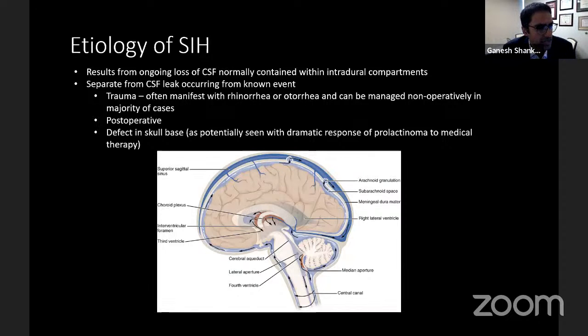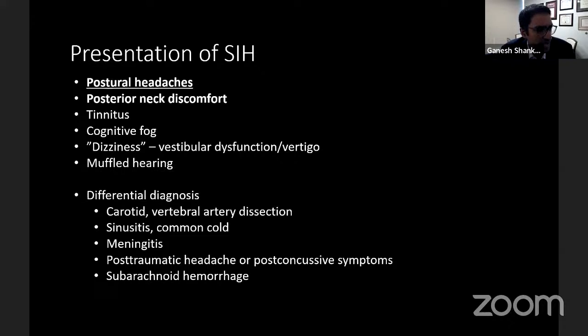And ultimately, that is a very similar clinical presentation of headaches, postural headaches, posterior neck discomfort, and other symptoms that can also masquerade together in this complex, including tinnitus, so always asking patients about a buzzing sound in the ear or a muffled hearing in one side, cognitive fog, dizziness, or as I said, muffled hearing.